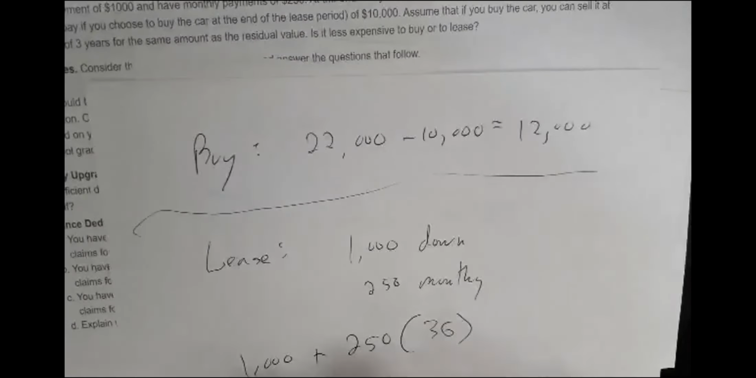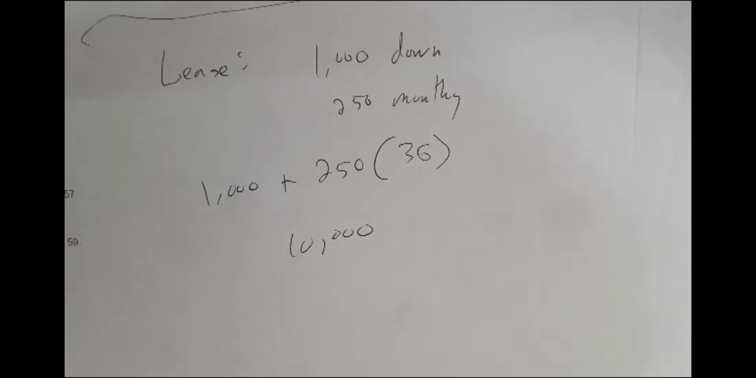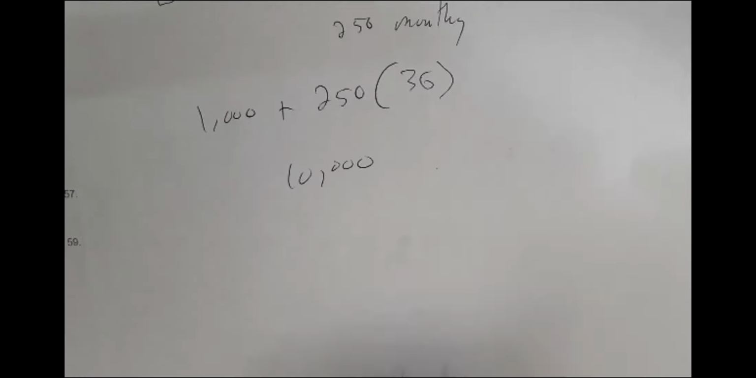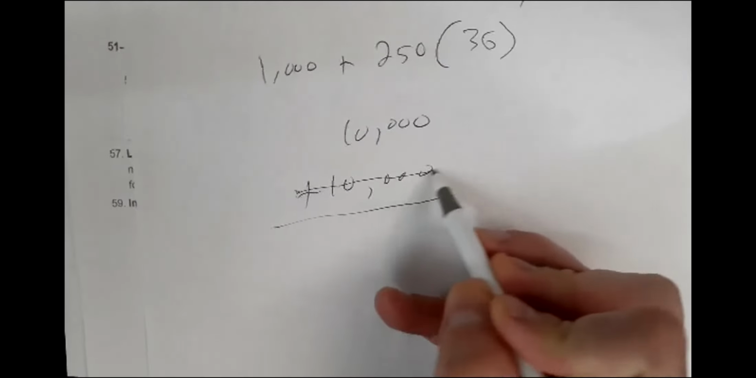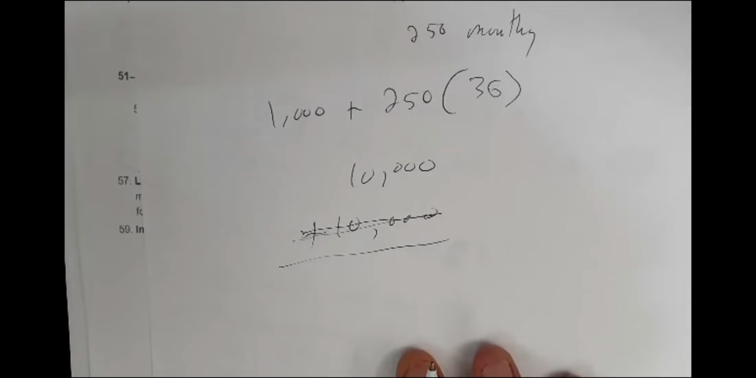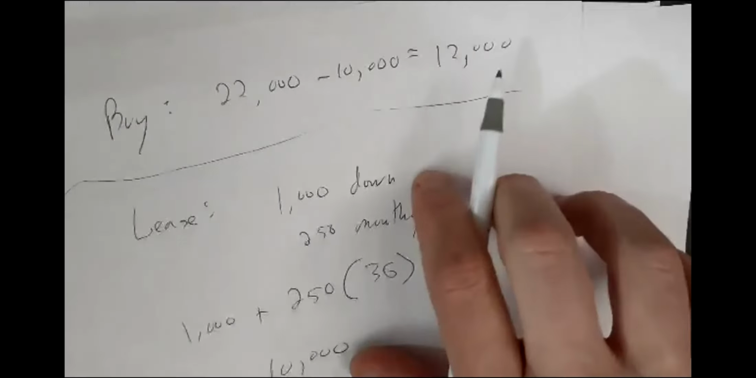Yeah, this question's kind of worded weird with the way they do their leasing. At the end of 3 years, the lease car has a residual value of 10,000. So if you're doing 1,000 down and you're doing 250 for 36 months, it looks like you're paying $10,000, and then you're gonna have to pay an additional 10,000 if you actually want to buy the car. But I don't think we're considering this. I think we're considering it to be sold, or like we don't have property of the car anymore.